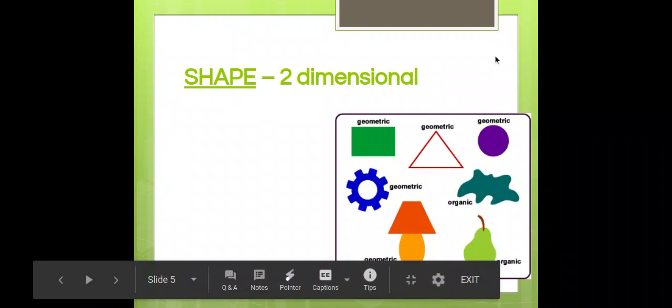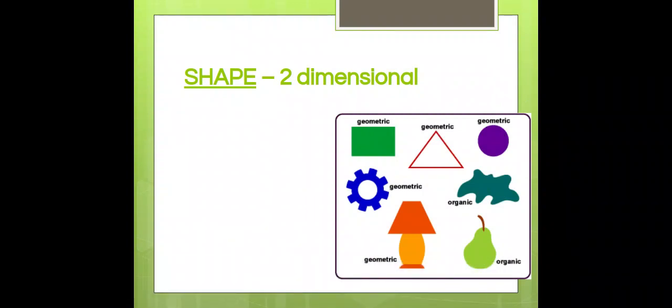Shape, which is a 2-dimensional thing. It has height and it has width. We see some examples of those here. Geometric shapes are ones that have names like square, circle, triangle, rectangle, oval. Those are shapes that are created by using a ruler or a stencil or some kind of a drawing tool. So there's some precision to the look of a geometric shape.